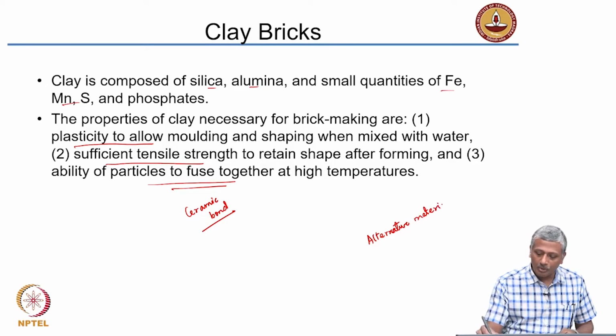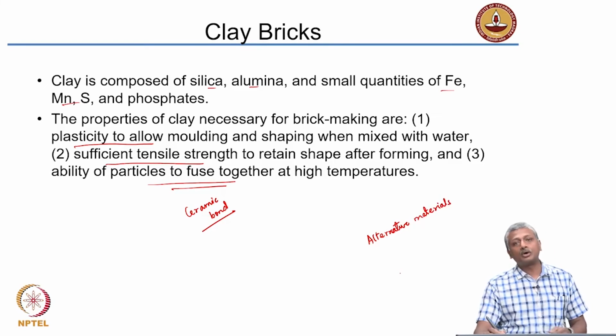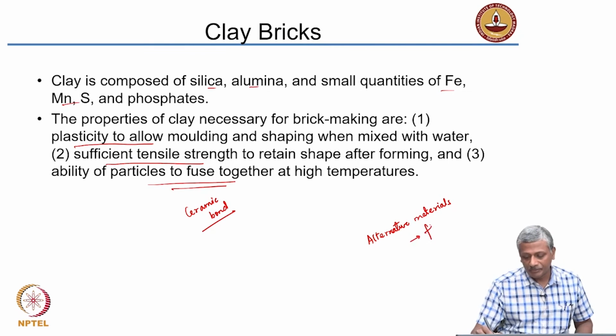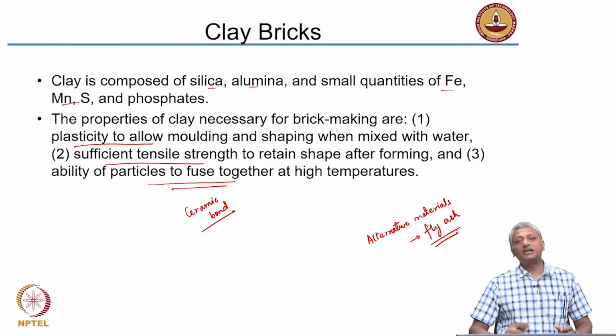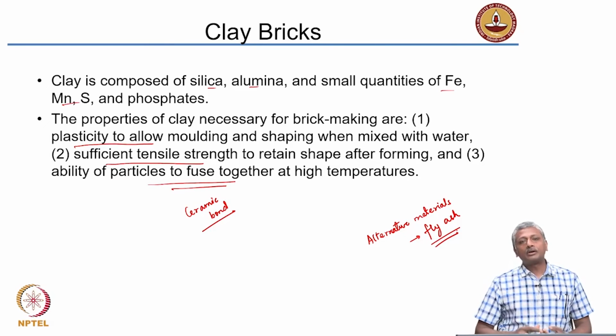So you need more and more replacement of clay with alternative materials like fly ash to make your brick, because you can't be using too much topsoil. You can't be denuding fertile land where people can actually practice agriculture. India happens to be a nation where the majority of the workers are in the realm of agriculture. So we can't deny them their good quality soil by removing it for making bricks. So we need to replace the clay more and more with alternative materials.